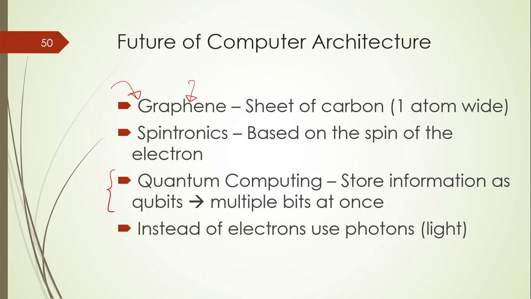So in this case, what we do is we store information in the quantum state and we define something called a qubit, which, if I were to explain in half a sentence, is like storing multiple bits at once. It's not really that, but that's as far as I can go at the moment.